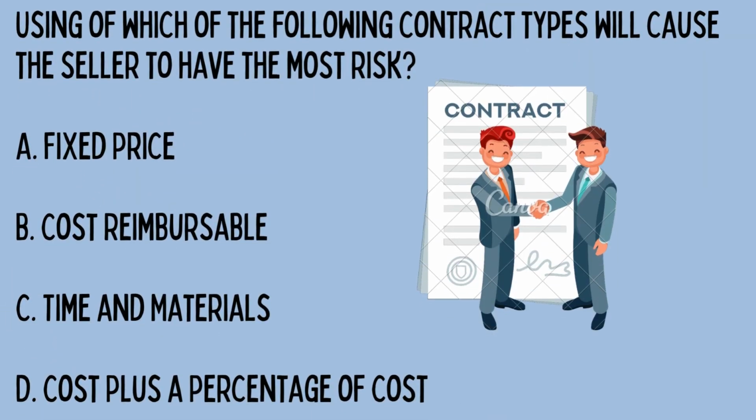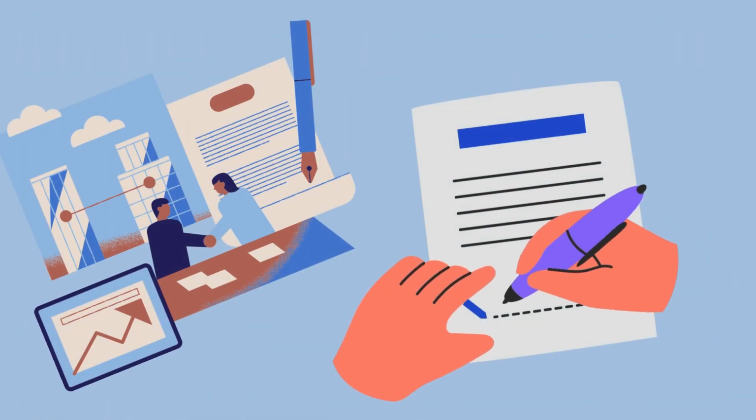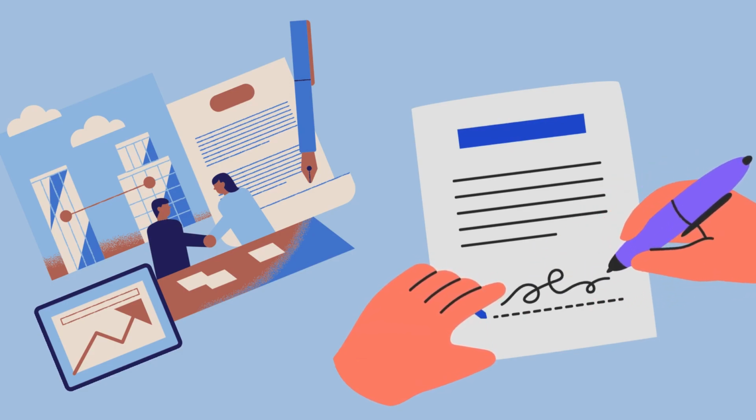Use of which of the following contract types will cause the seller to have the most risk? A. Fixed price. B. Cost reimbursable. C. Time and materials. D. Cost plus a percentage of cost. Answer: option B, cost reimbursable.